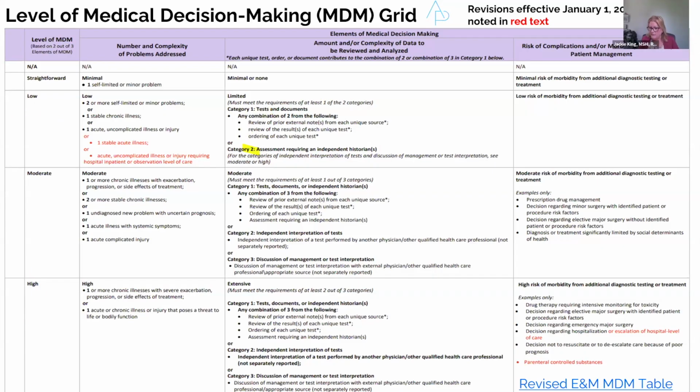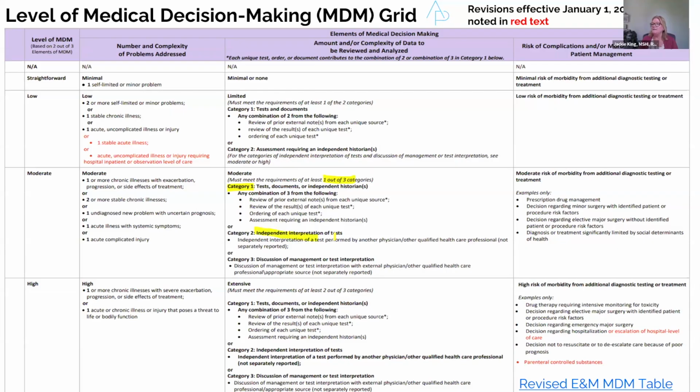Now, if we go down to the moderate, let me erase my ink. Moderate, you'll see there's 3 categories now. You need to meet 1 out of 3. Category 1 is your tests, your documents, and they move the independent historian into that grouping. So 3 prior notes, 1 prior note, 1 order, 1 assessment requiring independent historian. You get it? Mix or match it, okay?